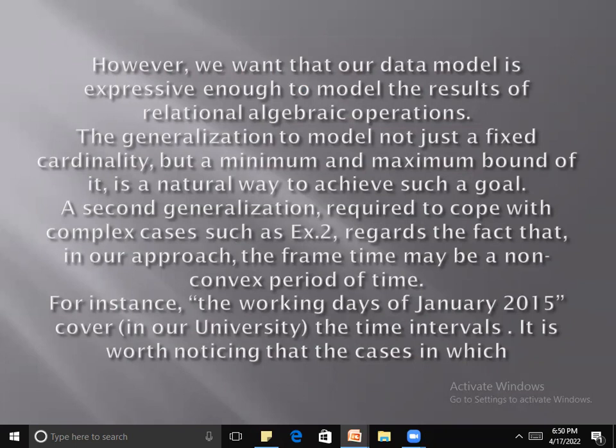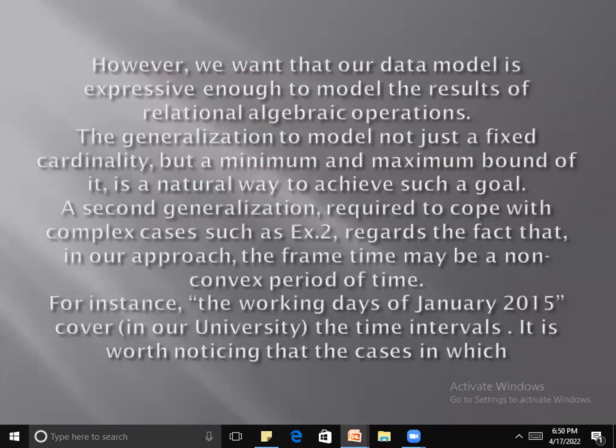A sound generalization required to cope with complex cases such as example 2 regards the fact that, in our approach, the frame time may be a non-convex period of time. For instance, the working days of January 2015 cover several time intervals.